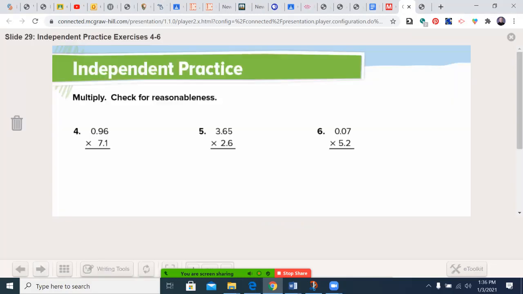Once you practice 4, 5, and 6, pause the video, solve the problem, show your work so you can see where it's at, and then unpause the video to see what you got. You may do such now. Pause the video. Welcome back. Let's see how you did.